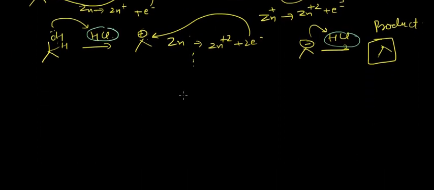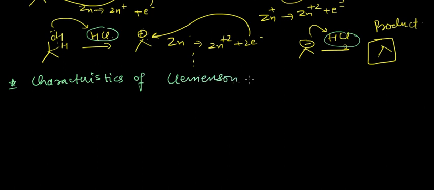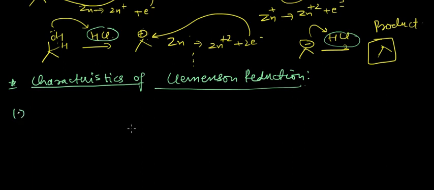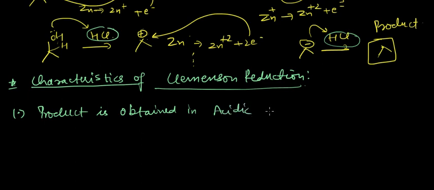Now let us discuss the characteristics of the Clemmensen reduction. Here we have the first point: the product is obtained in acidic medium. As you can see, the moles of HCl being used confirms that the product formed is in acidic medium.